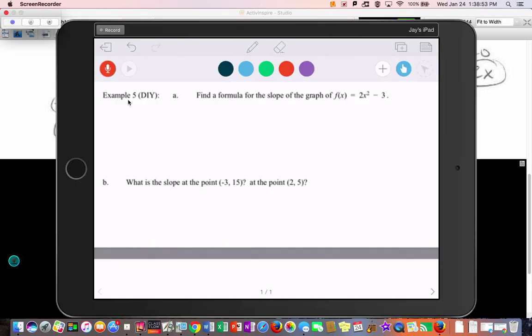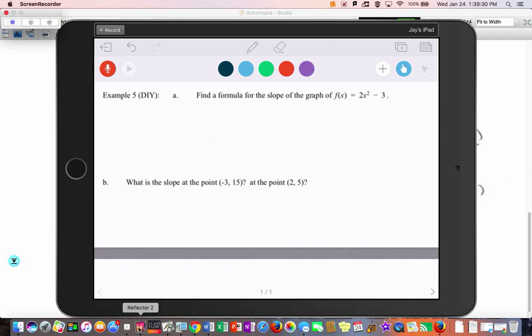All right, so number 5 is a true DIY. Find the x plus h rule. And then when you get that done, put negative 3 in for the x and put the 2 in for the x. Now, when you do this one, watch order of operations. Do x plus h squared, then distribute the 2 through there. So let's see what you come up with.